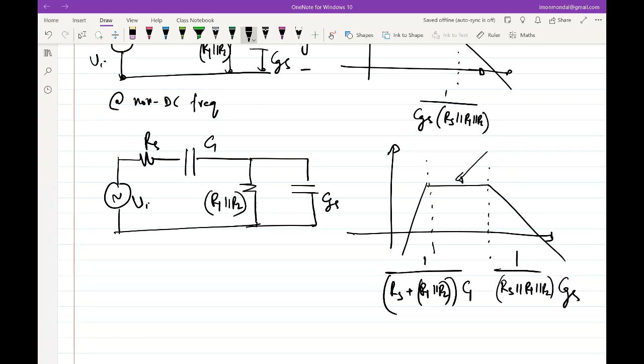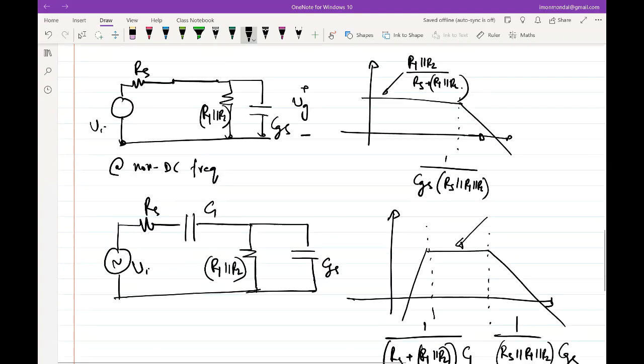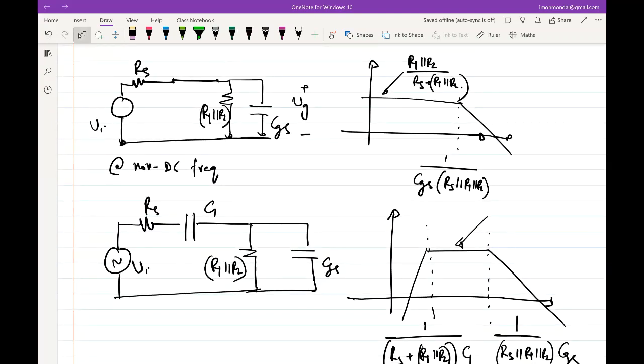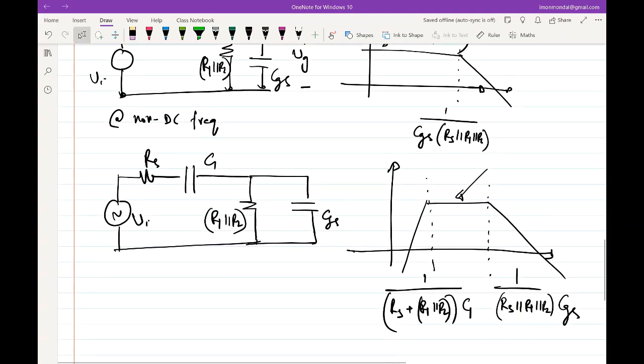And the gain here is whatever we saw, right? So this gain was R1 parallel R2 by Rs plus R1 parallel R2. So this is what we expect VG over Vi to be. Okay.